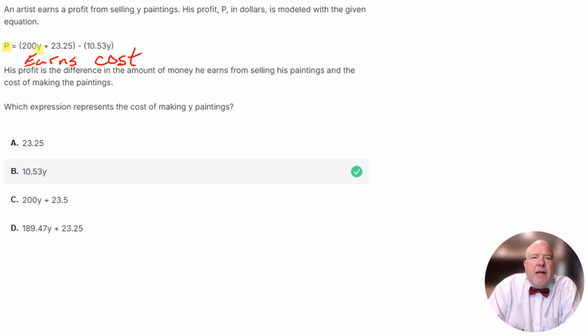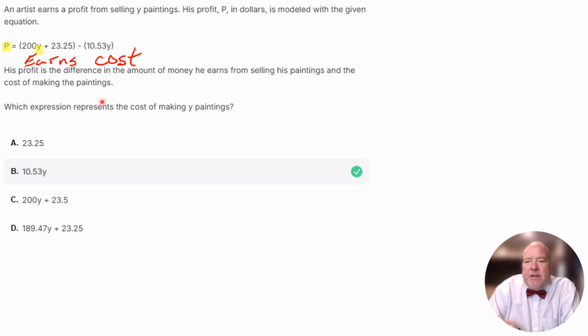Beyond that, we really don't have to understand what these things mean because it just asks us which expression represents the cost of making Y paintings. Well, the cost we already identified as this piece here, so the answer would be B.